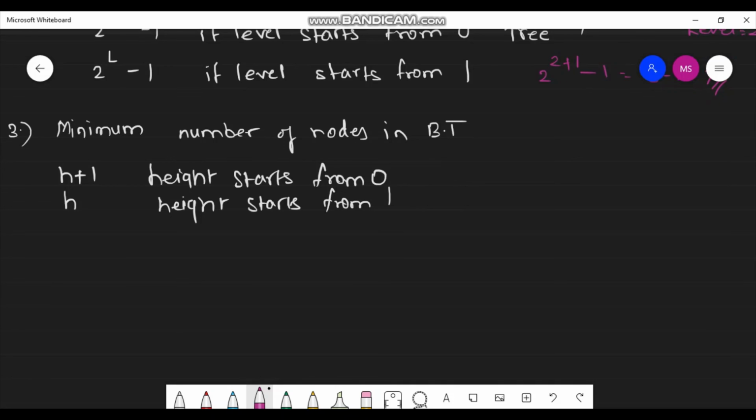Next is the minimum number of nodes. The minimum number of nodes in a tree. If I'm taking the height here as 0 1 2, then the nodes are the height. If I take 2 plus 1, it is just 3. Okay, so there are minimum 3 nodes in this. We can know this by these formulas. Even this is important.